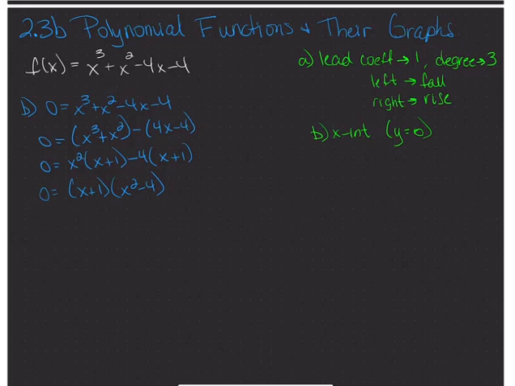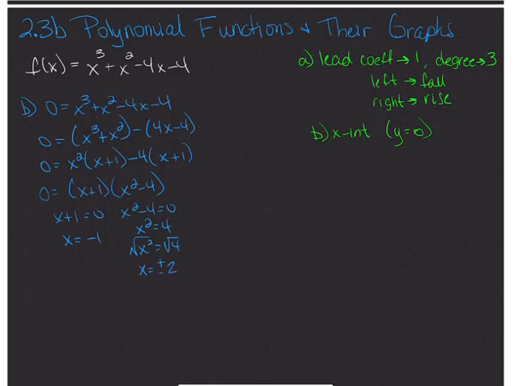My zero product property says when I multiply, one of these has got to equal 0. So either x plus 1 has to equal 0, or my x squared minus 4 has to equal 0. From here I'm going to get x equals negative 1. From here I'm going to add 4 to both sides. Then I'm going to take the square root of 4.